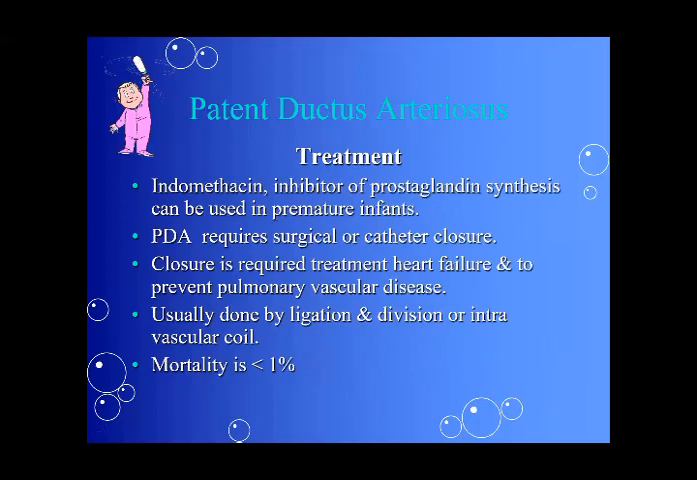Treatment in the newborn period: when the patient is born with a PDA and you suspect the patient will have a PDA, usually indomethacin is given. Indomethacin is an inhibitor of prostaglandin synthesis and can be used in premature infants. PDA may require surgical or catheterized closure. Closure is required to prevent heart failure and pulmonary vascular disease, usually done by ligation and division or intravascular coil. Mortality is less than 1%.